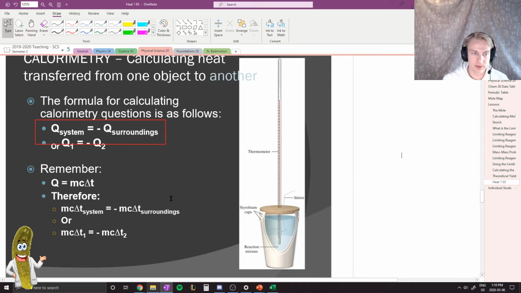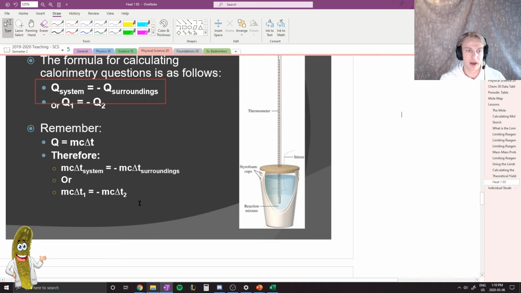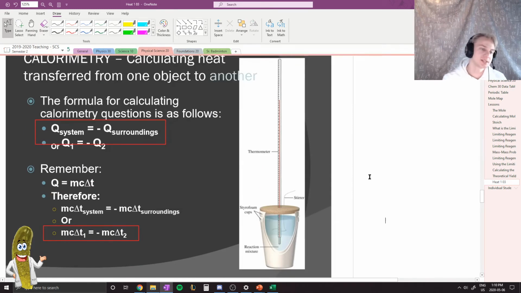And since Q is equal to mc delta T, you can plug in mc delta T of the system is equal to the negative of mc delta T of the surroundings. Or the other way that you could write it is like this down here. In other words, that has to do with the first law of thermodynamics, saying that heat energy will always be conserved. We're never going to lose heat energy. It'll just be transferred from one object into another. And so that's how we describe that relationship, with these two formulas here.